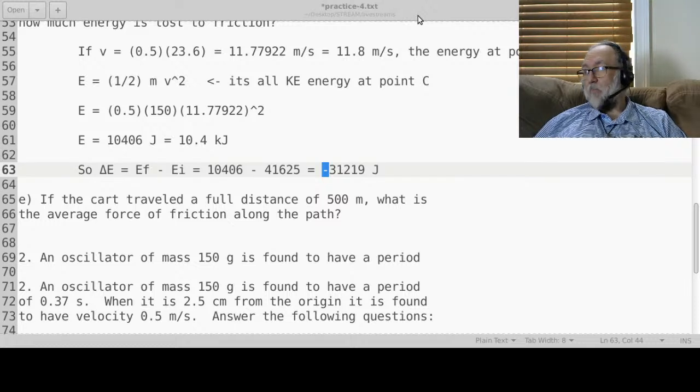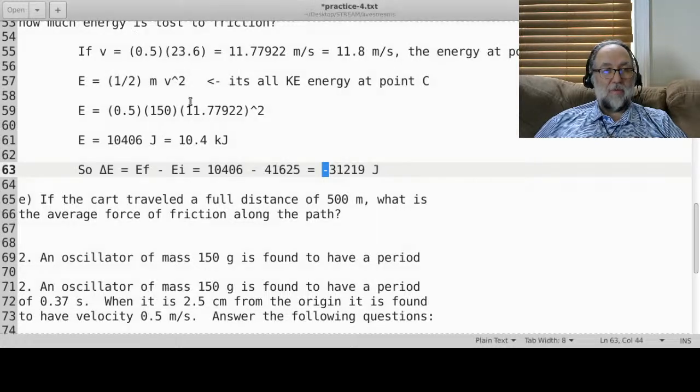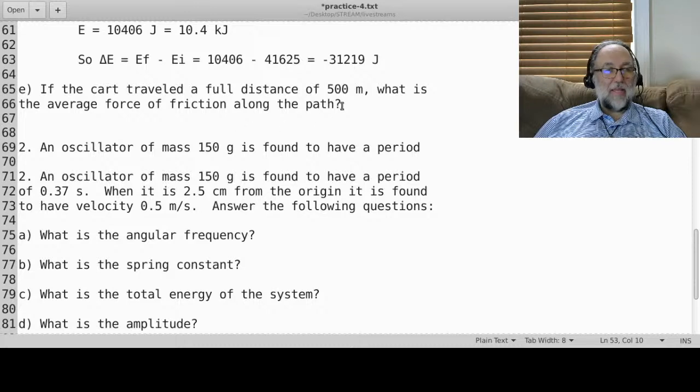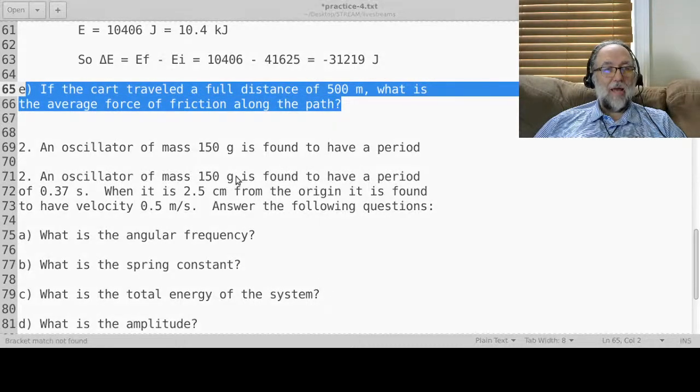It's like when you lose your keys. Did you lose your keys or did you misplace them? It's not that the energy is lost; it's just that the energy is misplaced as heat, and you don't know that. Great, that answers the question of how much energy was lost to friction. And then finally, if the cart travels a total distance of 500 meters, what is the average force of friction along that path? I'm going to show you what that 500 meters means in a second.